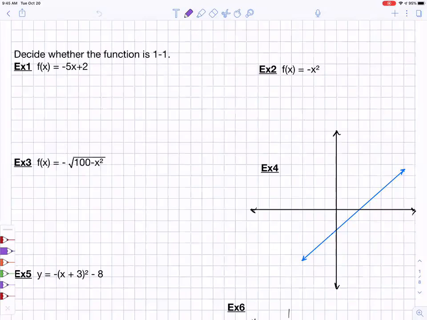So I know it's a line. It's not a horizontal line. So yes, it's one-to-one. What does example 2 look like if you graphed it? Yeah, it's a parabola. This is one of your parents. It's flipped over the x-axis. And so does it pass the horizontal line test? Nope.